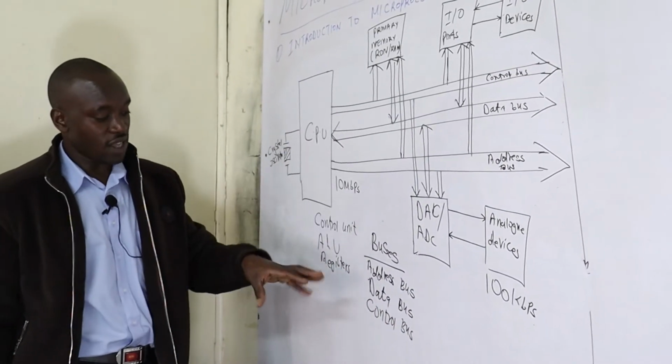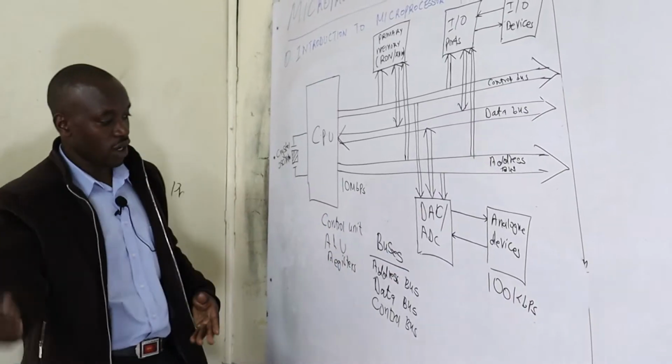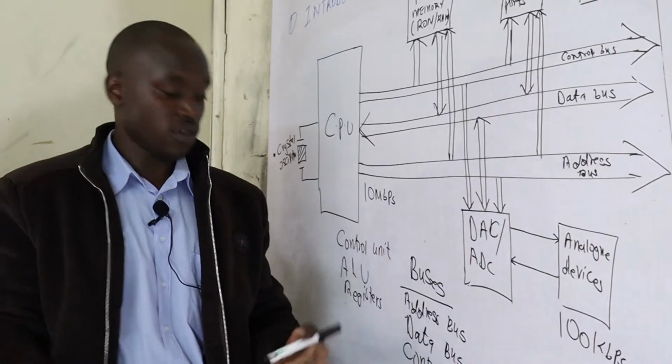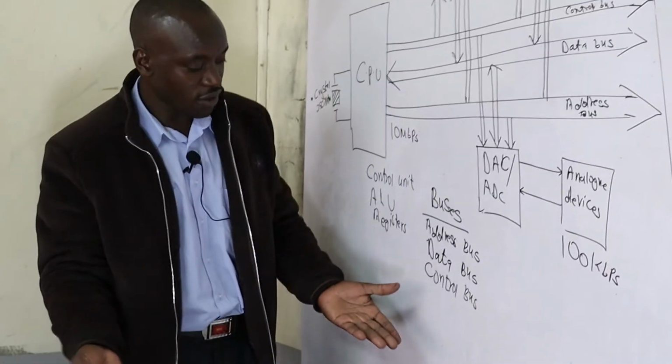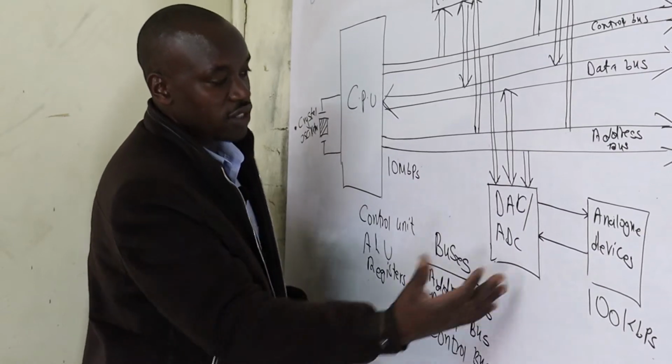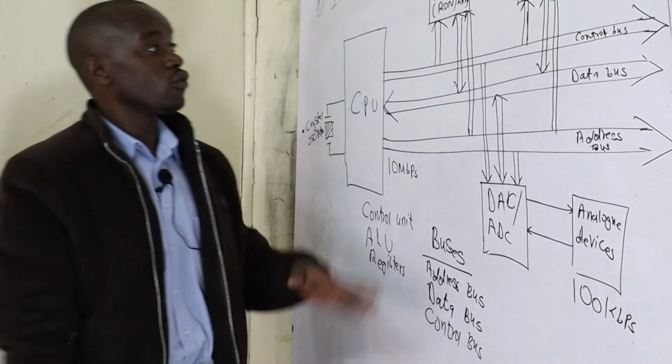Those are the different buses and their functions. In the exam, you can be asked to state the 3 buses used by microprocessors: address bus, data bus, control bus. Those are the 3, and we have said what each is supposed to do.